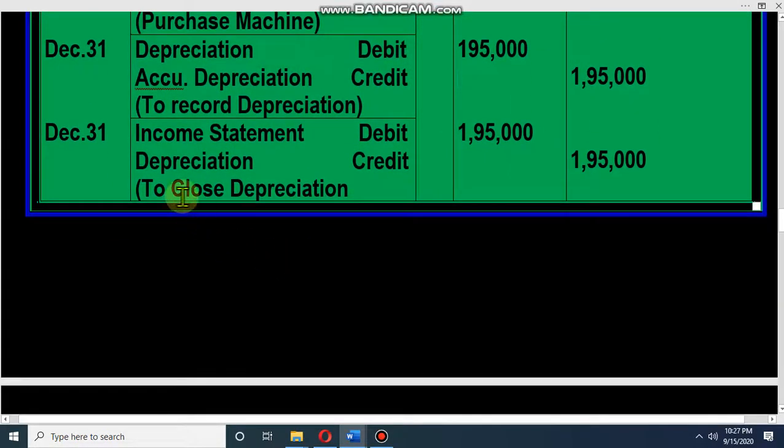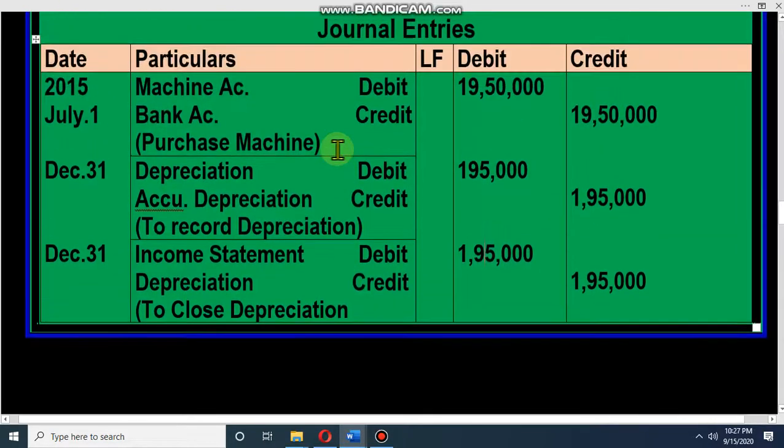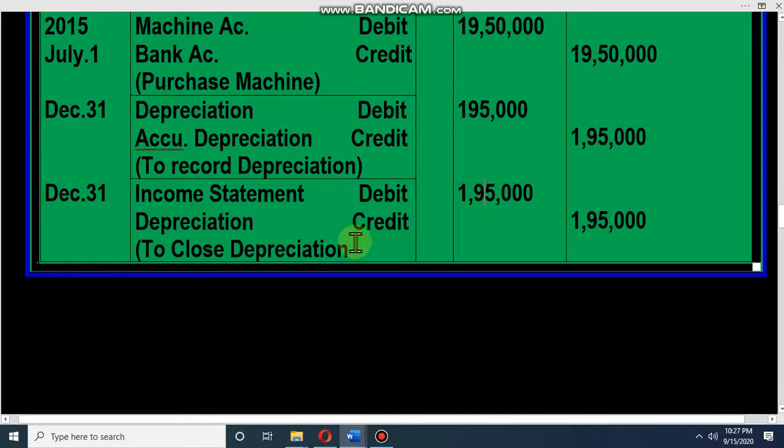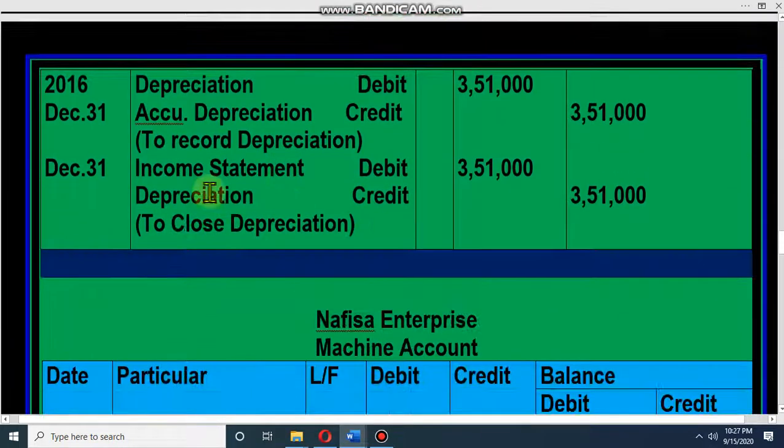Then the next journal: income statement debit, depreciation account credit, to close depreciation. That means we have to charge depreciation in the income statement. You know that in the financial statement chapter we learned all depreciation will be operating expenses in the income statement. So income statement debit and depreciation credit. That means this depreciation account is closed by these entries. So this year the journal is over, and dear student, you know that every year we have to repeat the same journal. So now the journal for 2016.